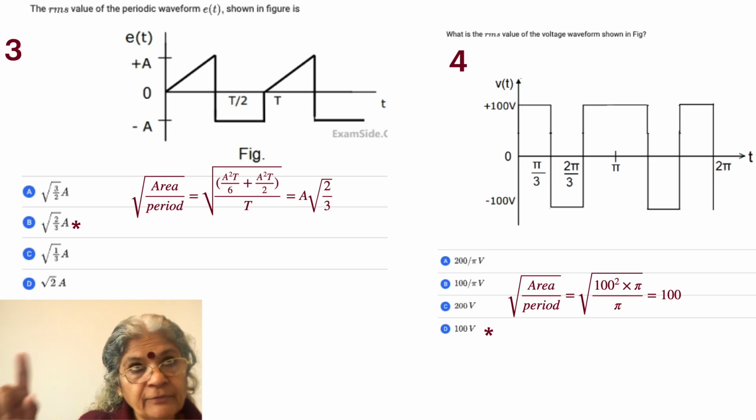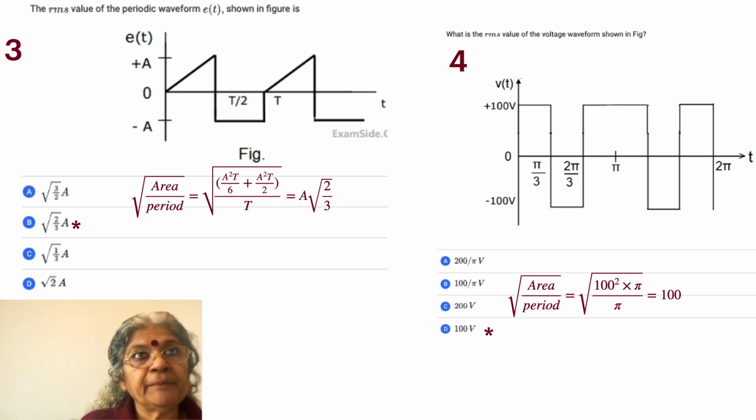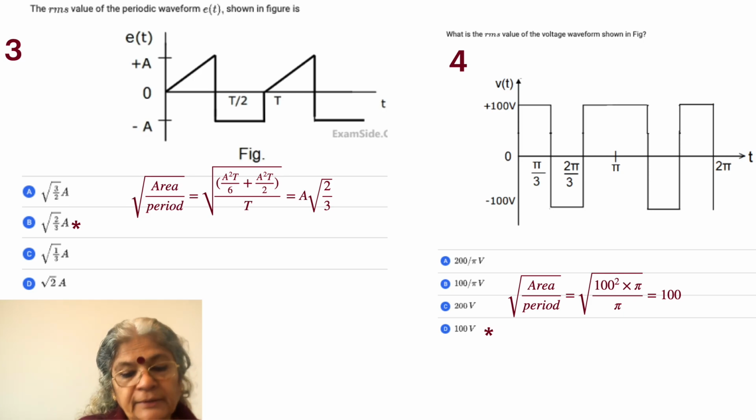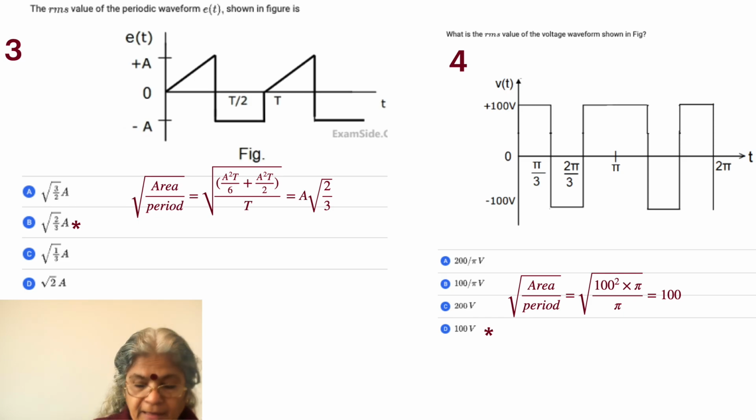The area is given by multiplication by pi or 2 pi, and division by pi or 2 pi talks about the period or the base, division by base. Then you take the square root. So the square root of 100 square is equal to 100, and so the answer from amongst the given options is D, and we go for that.